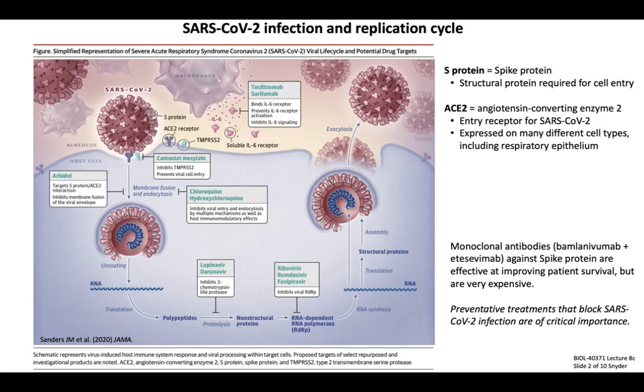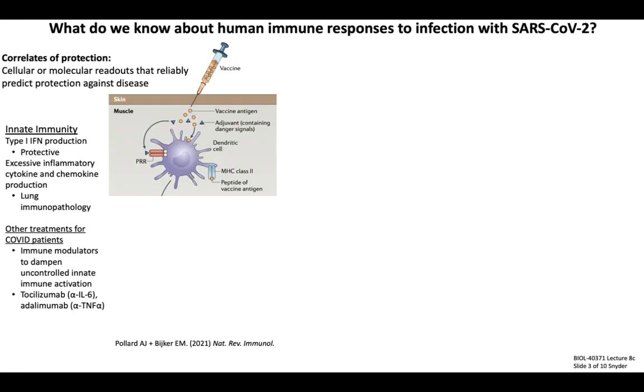Some monoclonal antibodies against spike protein, such as a combination of bamlanivimab and etesevimab, I butchered those a little bit, have received emergency usage authorization for treating patients since they actually can improve survival. However, the cost of treating a single patient with high doses of monoclonal antibodies is very high, so this isn't really an accessible treatment option for many patients, and this highlights the need for preventative measures such as vaccines.